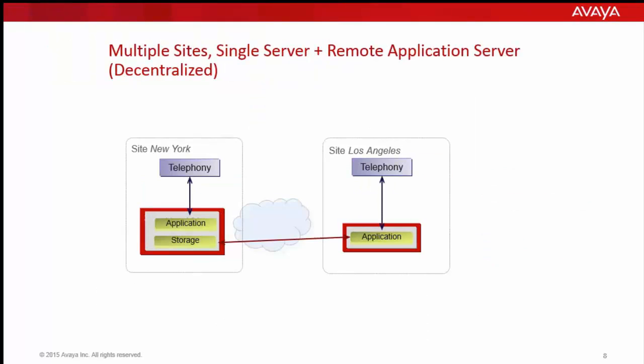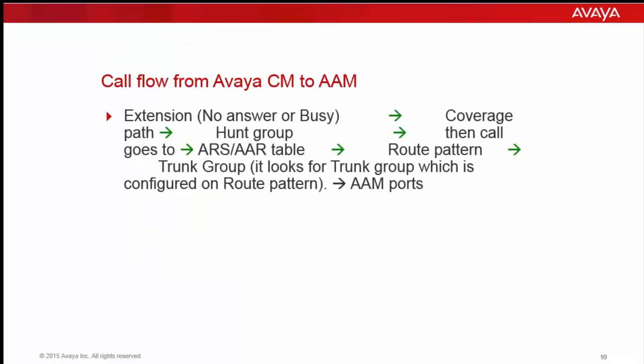This slide shows multiple sites, single server and remote application server. This is the decentralized system. New York is the multi-site server and LA is the remote application server here. Here the LA site is using the storage server at the New York site. In this topology, two sites use the same storage server. Here LA does not have any redundancy.